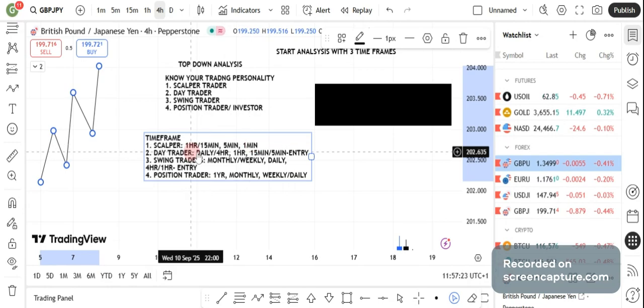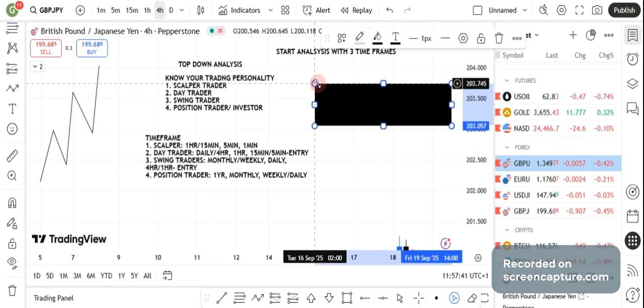Same thing applies to a day trader. A day trader can start his analysis from the daily time frame or 4 hour time frame. So you have to know the type of trader you are. I don't want to waste time on this, so I just want to go straight to the chart. But before I go to the chart, there is one more thing I want you to understand.